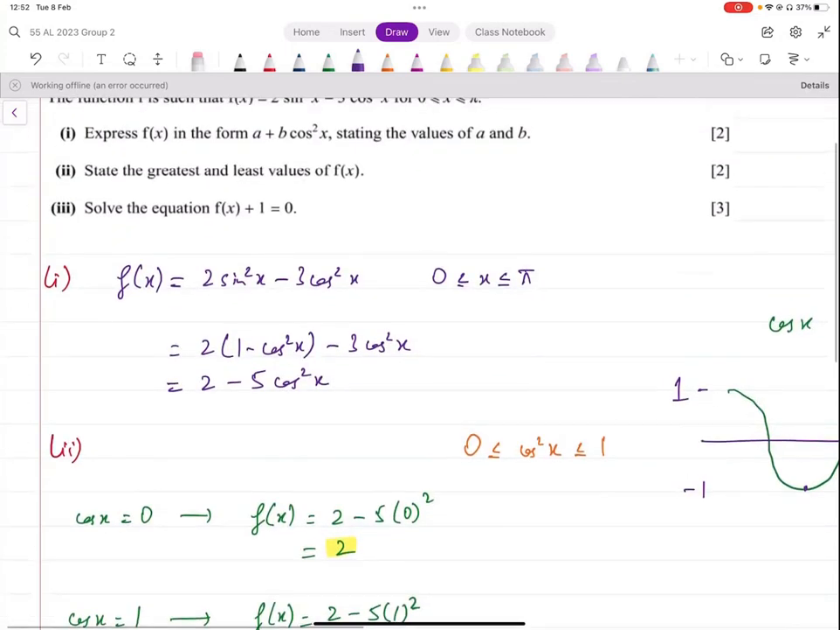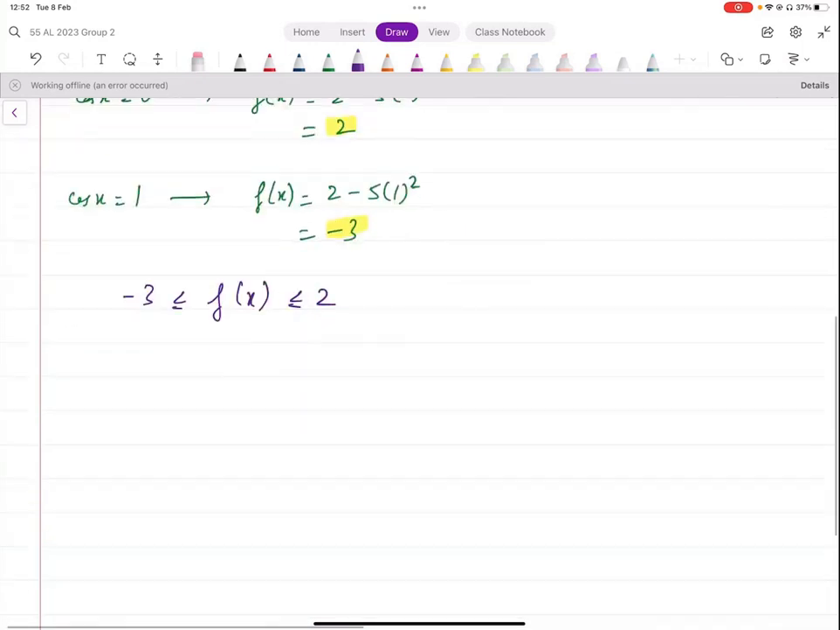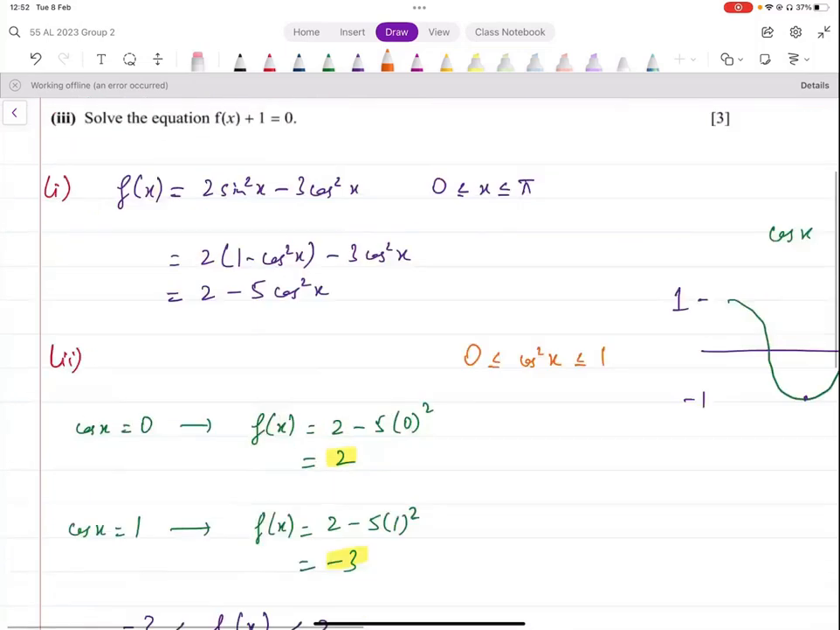Okay? What's the takeaway from this? Let me just write down these values first. This is the greatest value. What's the greatest, least values पूछी थी? This is the least value. What's the takeaway from this?